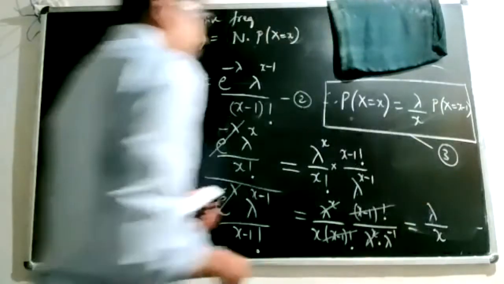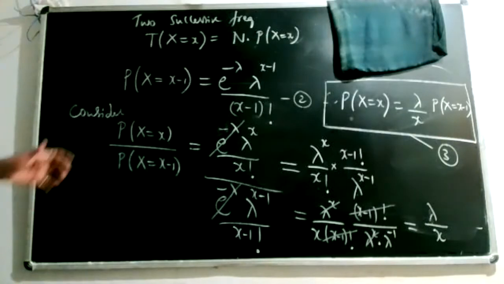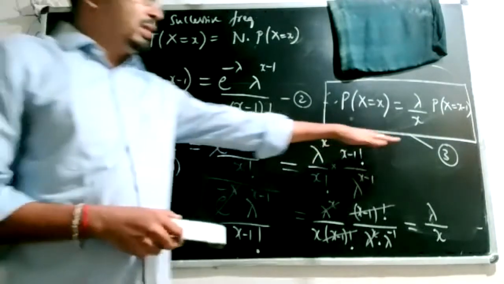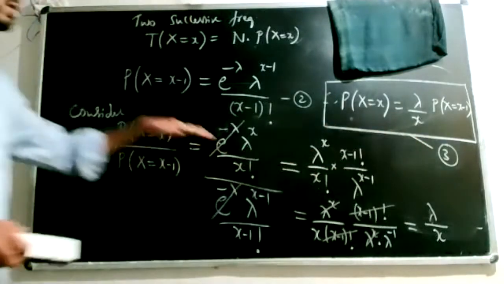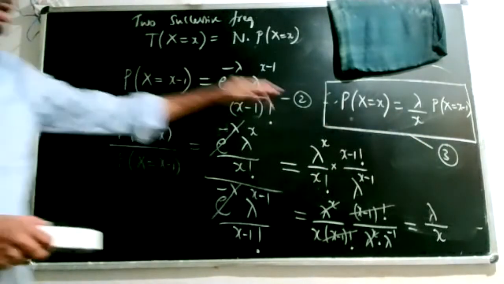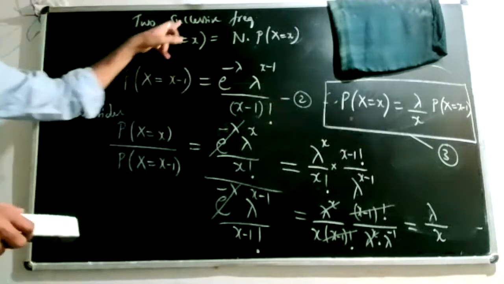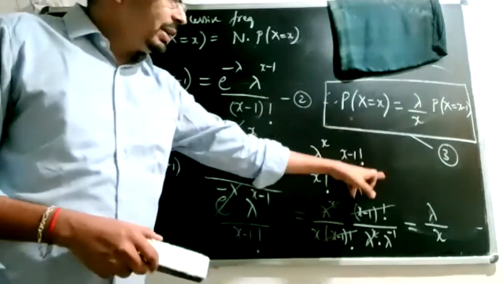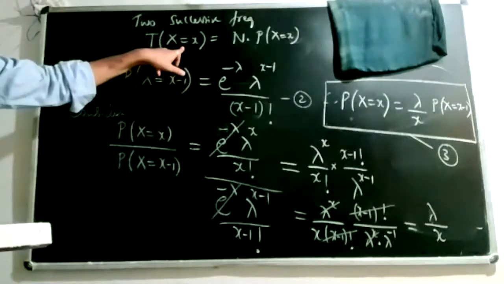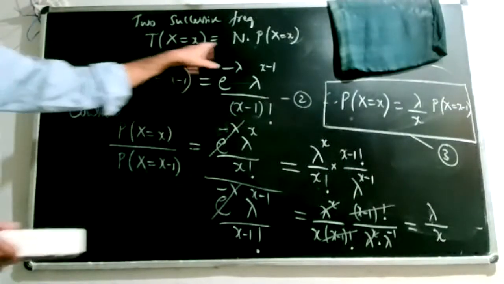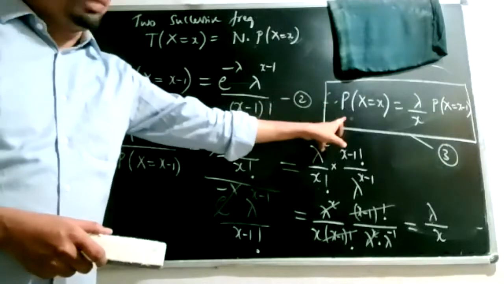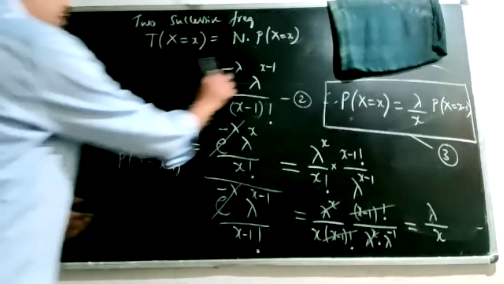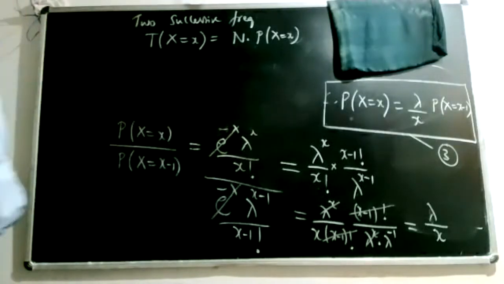We'll call this equation 3. So if the question is to derive an expression for the recurrence relation between two probability terms, you will stop here. If the derivation is for two successive frequencies, then after this step you have to start by defining P(X = x) and P(X = x-1), derive this, and then continue two more lines. You state the relation between frequency and probability, multiply by n on both sides of expression 3, and then you will get the required result.